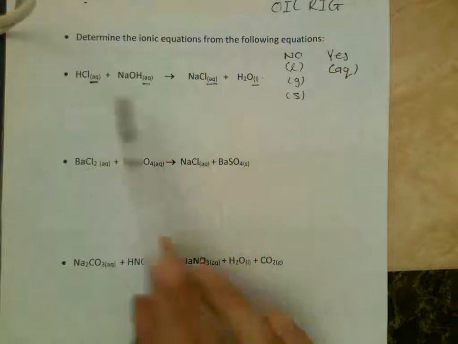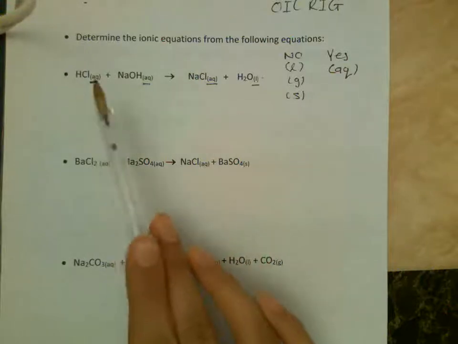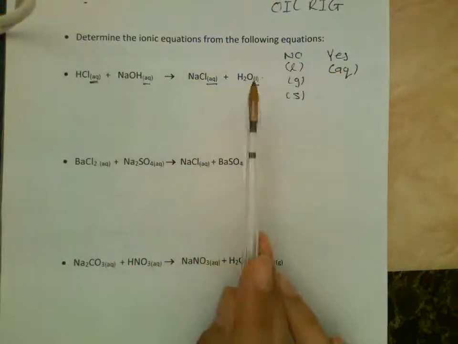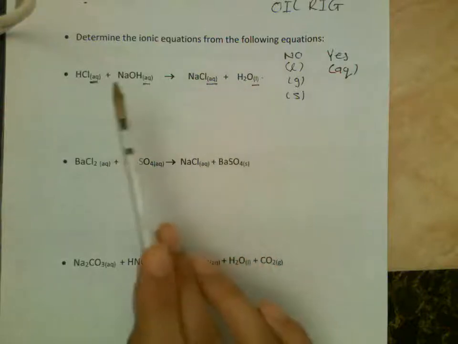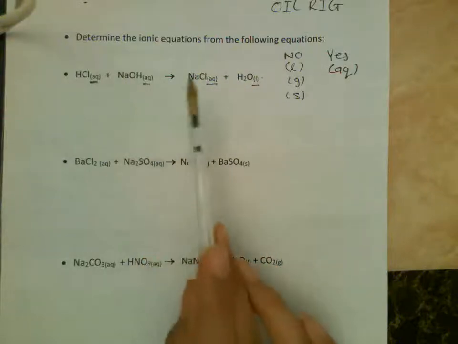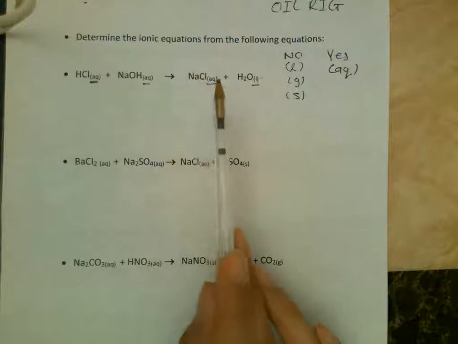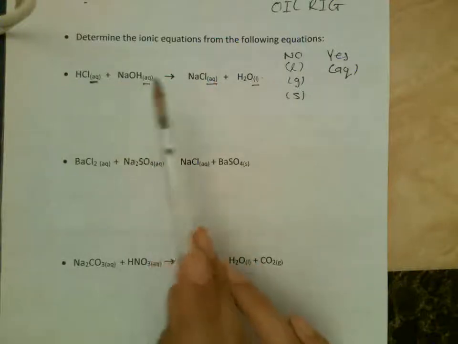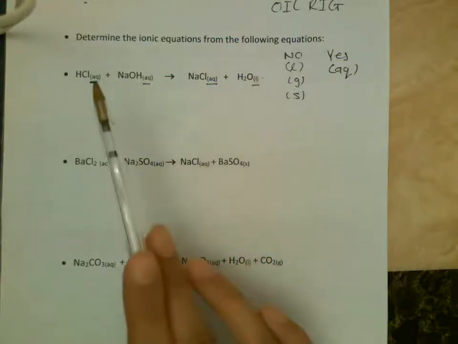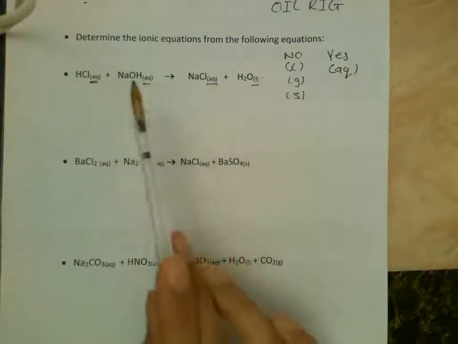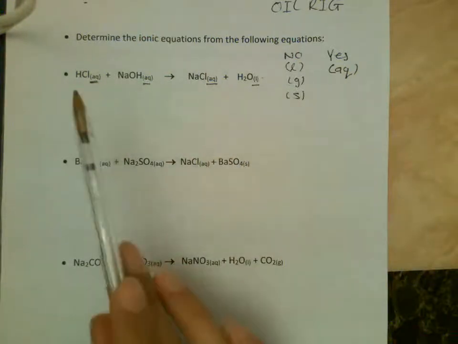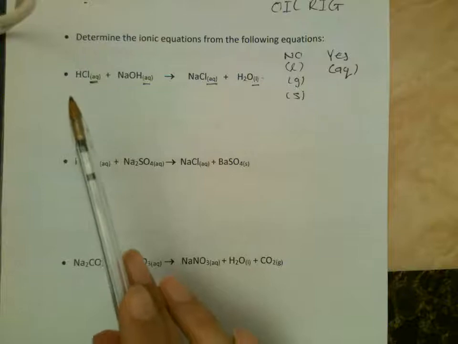Is this equation balanced? We've got one hydrogen here and then two hydrogens here, so hydrogens are balanced. We've got one sodium here, so sodiums are balanced. We've got one oxygen, it's fine. Cls are balanced, Nas are balanced. So this equation is balanced.